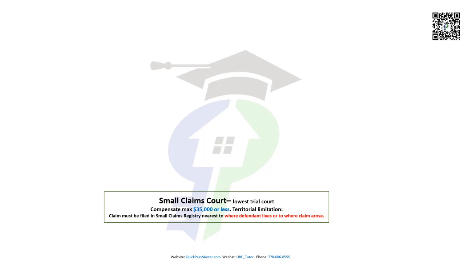In BC, there are several small claim registries, and where you can file your small claim depends on the territorial limitation. The claim must be filed in the small claims registry nearest to where the defendant resides or where the claim arose. And defendant may mean the troublemaker. That's the person that the allegations are against.